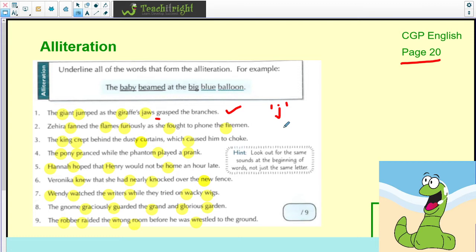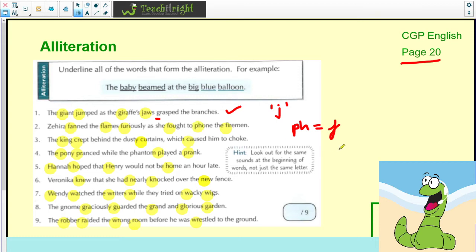Number 2, Zahira fanned the flames furiously as she fought to phone the fireman. Now, I think certainly with these alliterations, they're a bit like tongue twisters sometimes, aren't they? And you can sometimes fall over the words a little bit. But interesting on this one, all of them do begin with an F, but we haven't included phone. But we should have included phone because, of course, if you think about it, PH is also an F sound, isn't it? So we should have really included phone. So apologies about that. We need to get the highlighter, and we really should give that one a little bit of a highlight.